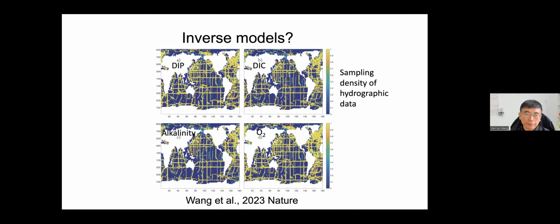Another point is that, with accumulation over the past few decades, we have abundant observations of these tracers. For example, these four panels show the sampling density of DIP, that is dissolved inorganic phosphorus, DIC, dissolved inorganic carbon, alkalinity, and dissolved oxygen.